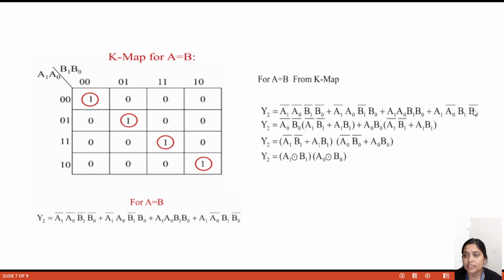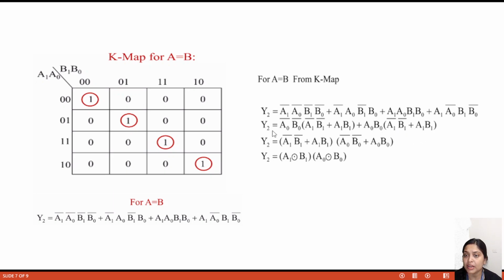Now we will simplify this expression more, because from here we can easily take a common factor. From the first part we take A0 bar and B0 bar common, and also from this value there is A0 bar, B0 bar. So if I take A0 bar and B0 bar common, inside the bracket there will be A1 bar, B1 bar plus A1, B1, plus next from these two values we take common A0, B0. So inside the bracket there will be A1 bar, B1 bar plus A1, B1.